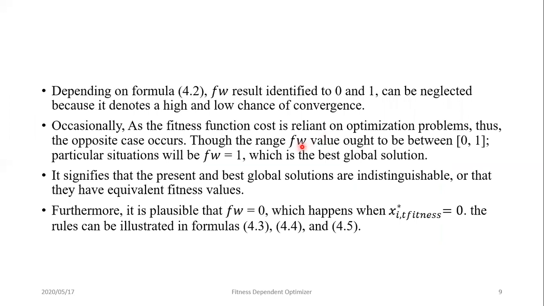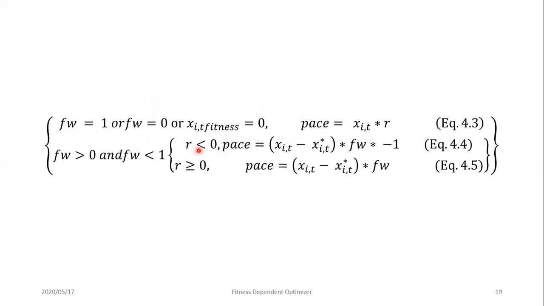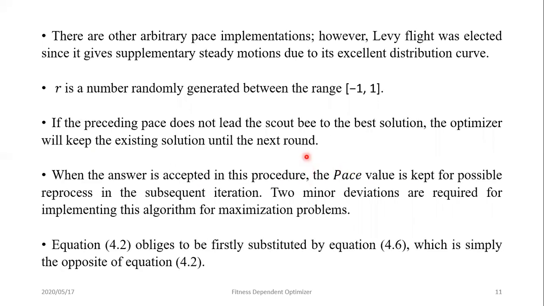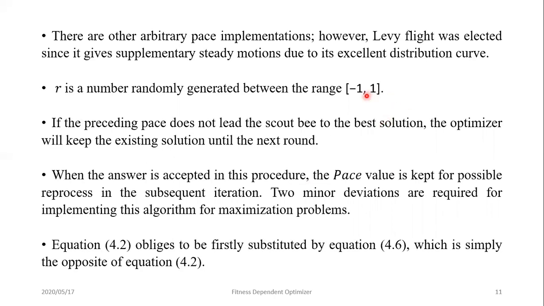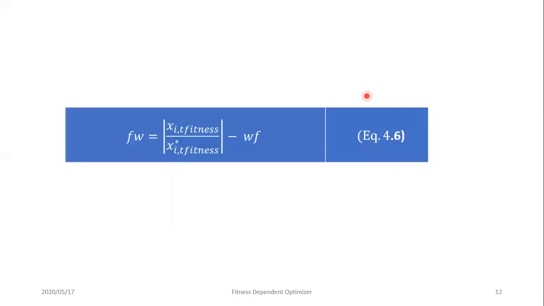Now we have more equations, equations 3, 4 and 5. I have to say these equations depend on the conditions that we have, and these are the conditions. So if you have this condition, you would calculate pace in this way. And if you have these conditions, you would either use this equation, or if you have these conditions, you would use equation 5 to find the pace. Now, this R is in between -1 and 1. So R is randomly generated between -1 and 1.